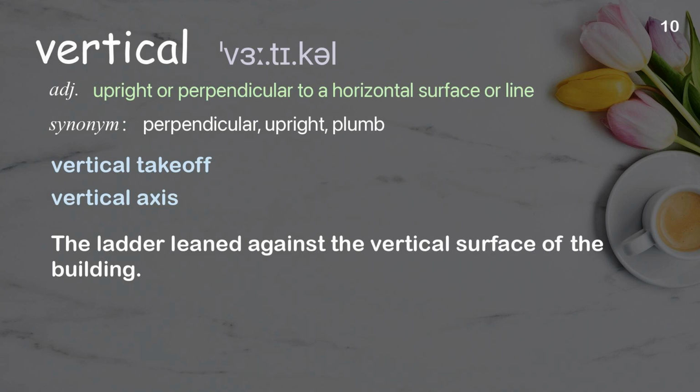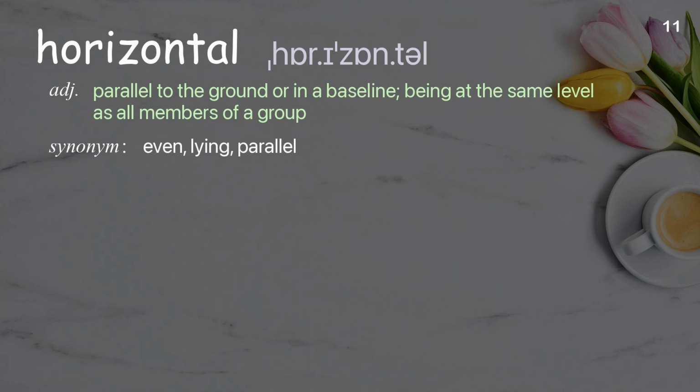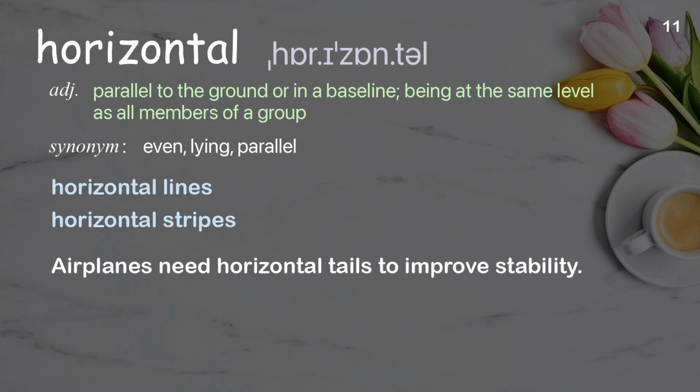Horizontal. Parallel to the ground or in a baseline, being at the same level as all members of a group. Examples: Horizontal lines. Horizontal stripes. Airplanes need horizontal tails to improve stability.